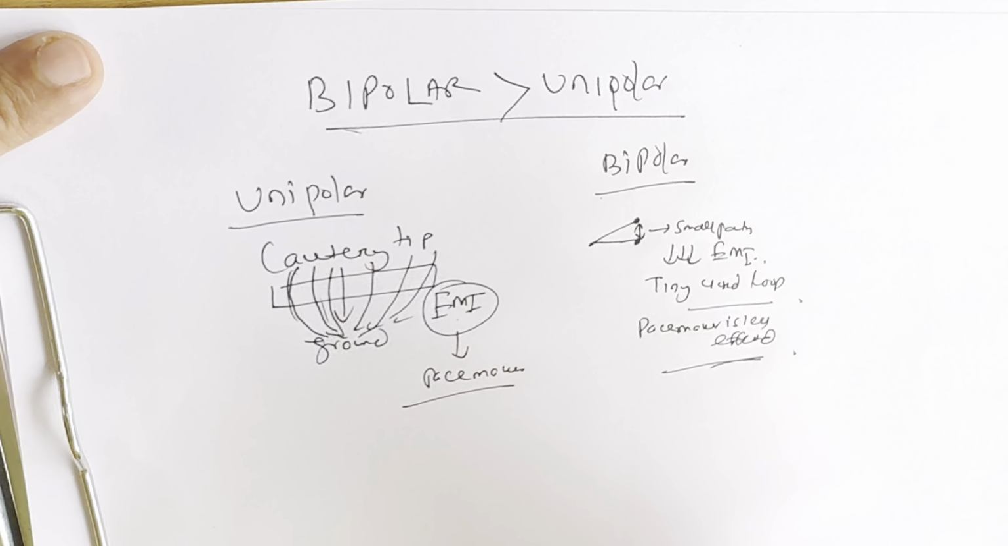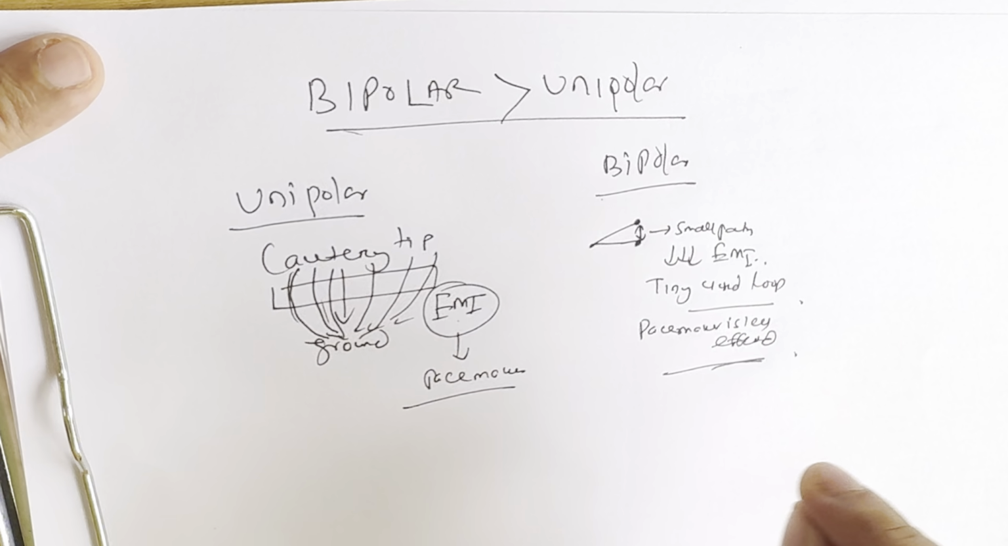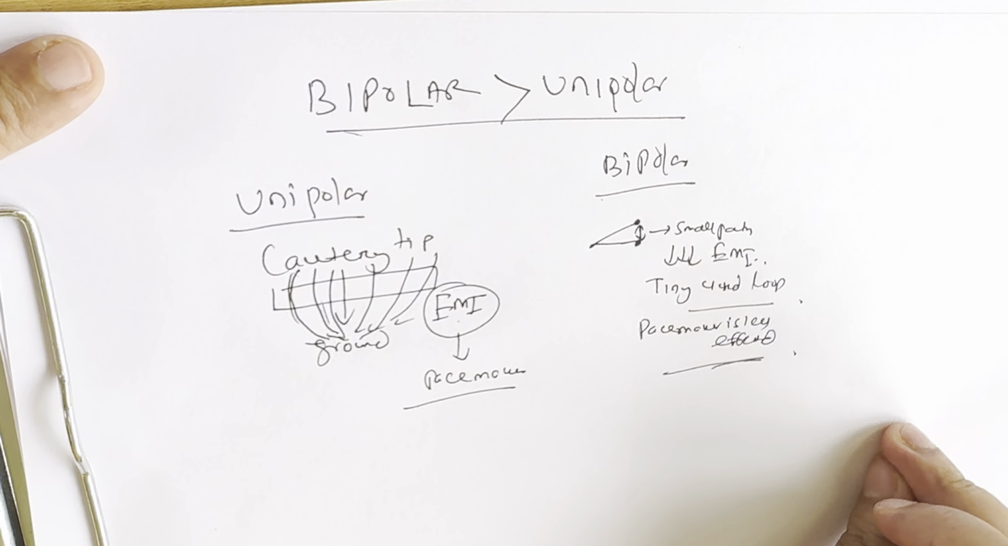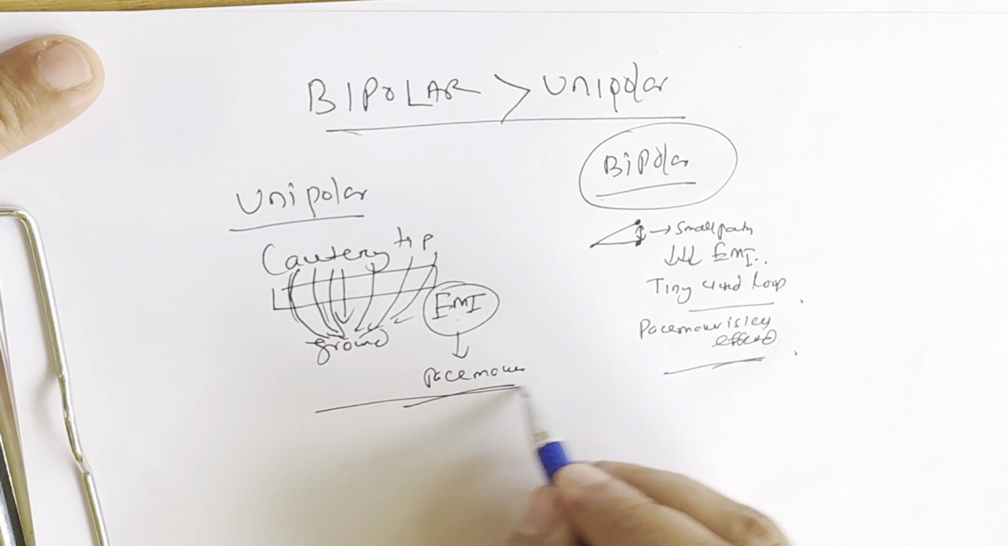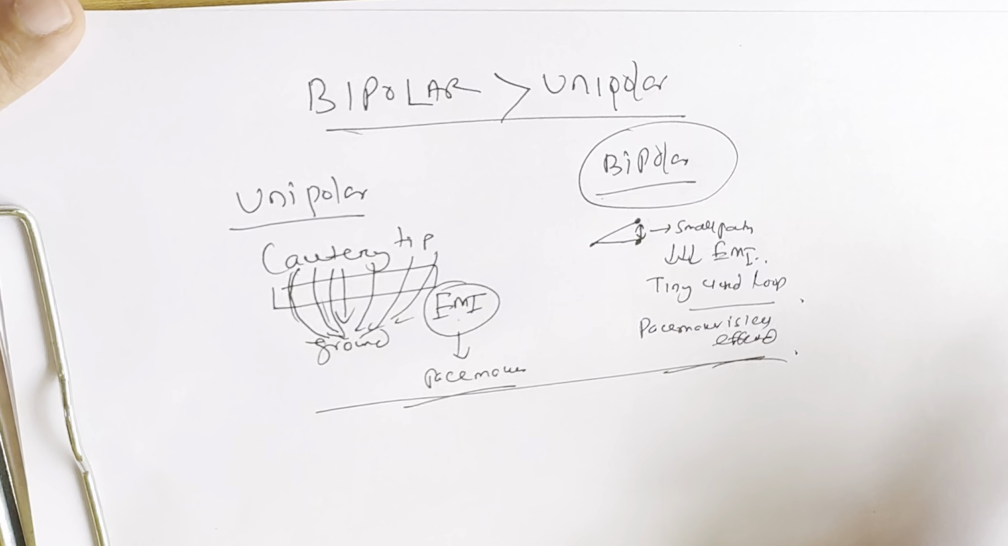So if the patient is going to OT, you have to change the mode. You have to request the surgeon to use bipolar cautery. So this concludes our discussion on pacemaker.